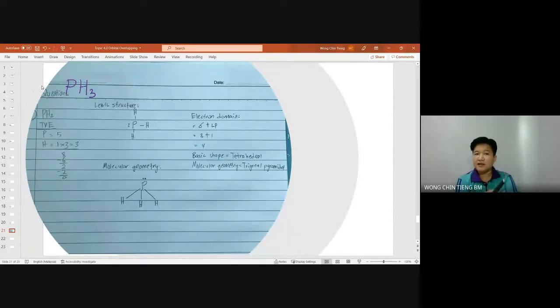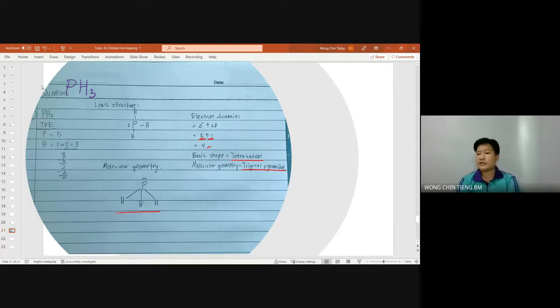Your friend getting that electron domain 4, basic shape is a tetrahedral because the presence of one lone pair. So dapat 4. So you have your tetrahedral and the molecular geometry is a trigonal pyramidal. Hizam lukis balik dalam bentuk ni. So is everything correct on the screen at this moment? Ada yang tak setuju? Tak ada?